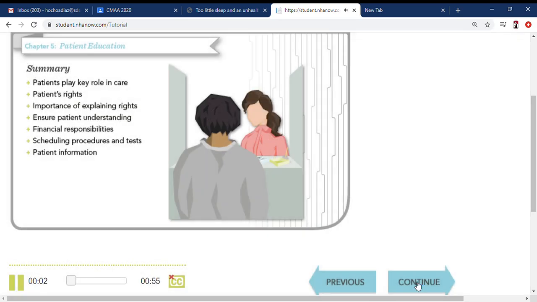Patients play a key role in their health care. This chapter identified what patients' rights are and emphasized the importance of explaining these rights. You must tell all patients, including those who have disabilities or language barriers, their rights in a way they can understand. With rights come responsibilities. The chapter also explained patients' financial responsibilities, which usually are in the form of copayments, coinsurance, and deductibles. The chapter ended with a discussion on the steps that you must follow to schedule procedures and tests, and inform the patient of what he or she needs to do before and after the procedure.